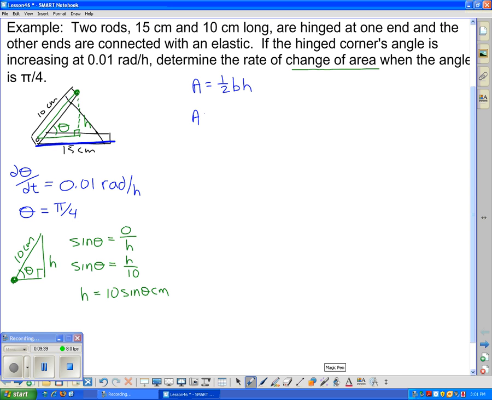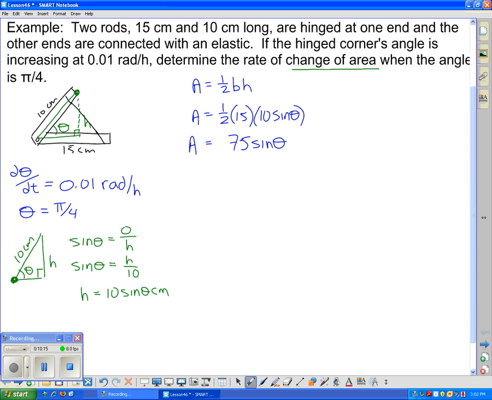So area equals 1/2. The base is constant. It's not changing, so it's going to be 15. The height is going to be 10 sine theta, and theta is the variable here. Simplifying that, 1/2 of 10 is 5, and then 5 times the 15. What do we end up with? 5 times 15 is 75. 75 sine theta. So there is the equation for the area of this particular triangle.